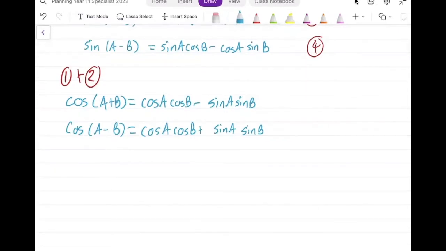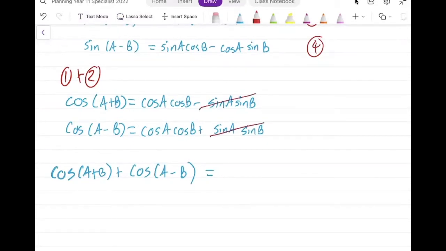On the left-hand side, that is going to become cos(A plus B) plus cos(A minus B). And on the right-hand side, if I'm adding these two, I have negative sine A sine B plus sine A sine B. Some of you might say this is going to simplify out to give 0. And what I'm left with instead is two lots of cos A cos B. So that is one of my first identities on the formula sheet.